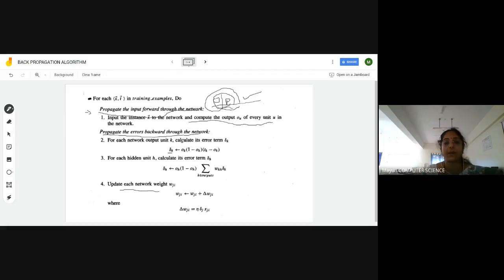When I'm propagating backward, my journey starts from the output layer. The error which you calculate at the output layer is called del k. The error which you calculate at your hidden layer is called del h. Based on that, the weight vectors are going to be updated. The entire weight vectors are again assigned to feed forward to calculate the output. Any doubts till now?